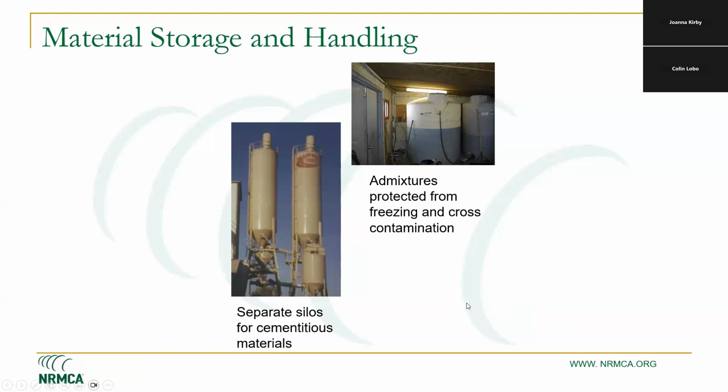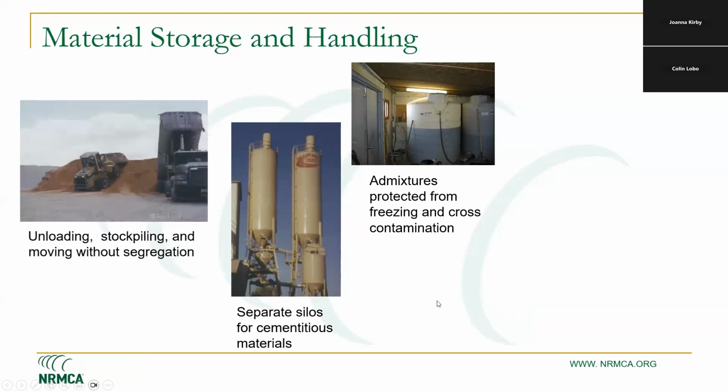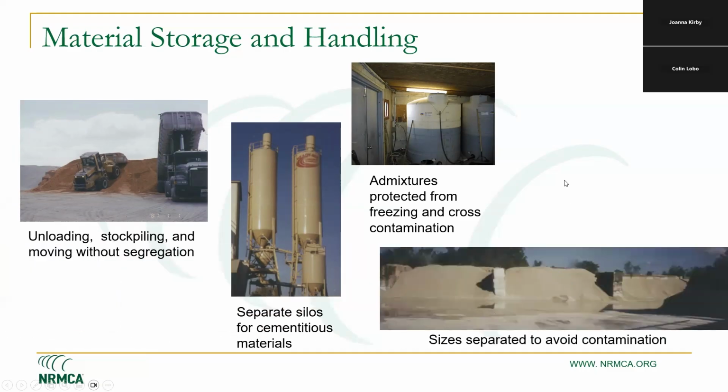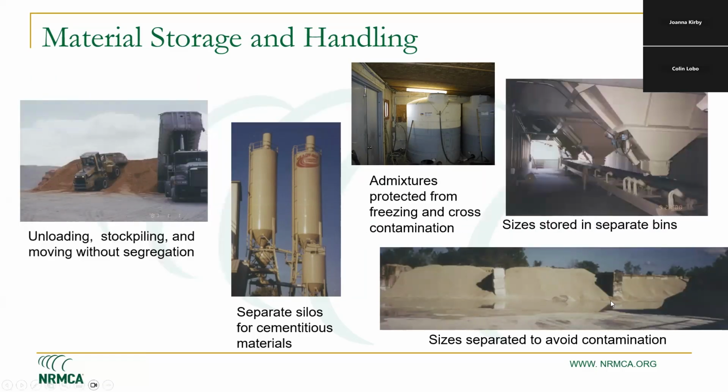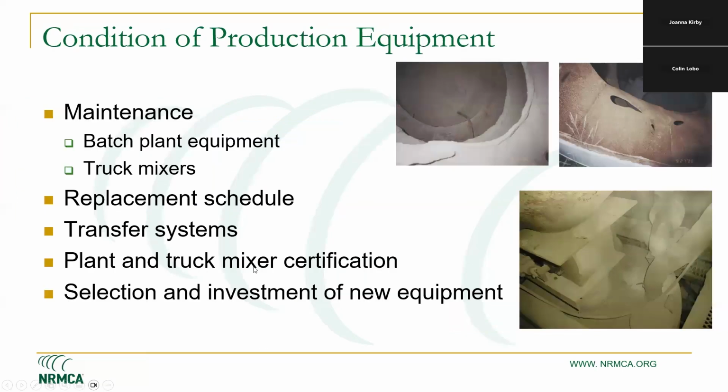The other aspects of making sure that unloading, stockpiling, and moving off aggregates are without impacting segregation, that you have separate silos for cementitious materials or at least dual wall separations if you're using a single silo for cementitious material. Admixtures are protected from freezing and cross-contamination, and that the aggregate sizes are stored properly to avoid cross-contamination between different types. Aggregates are stored in separate bins, etc.